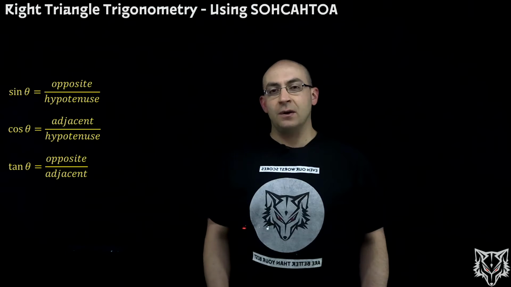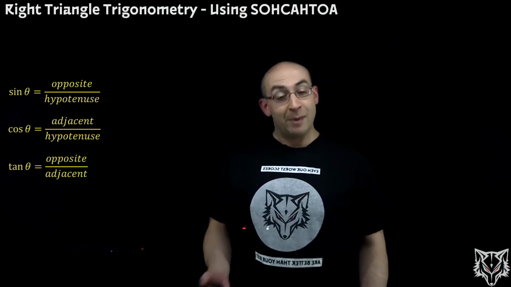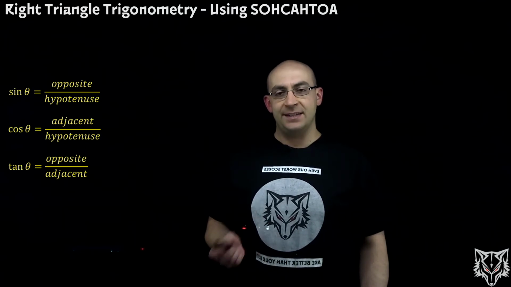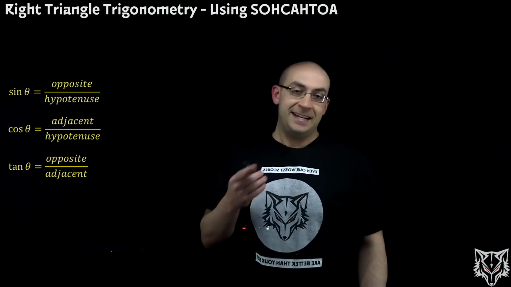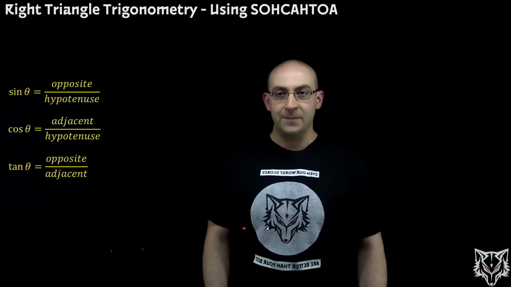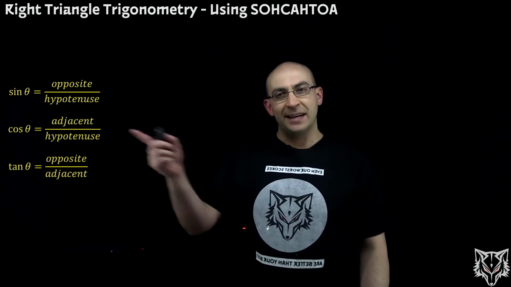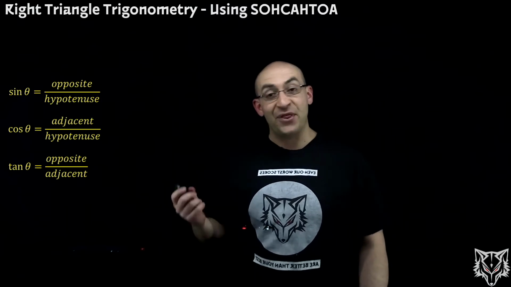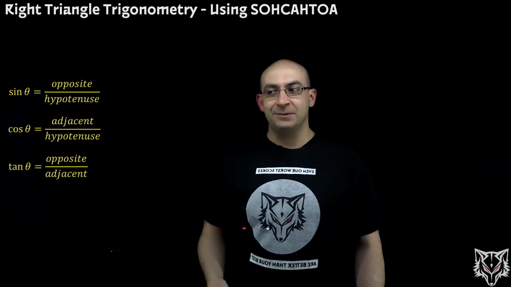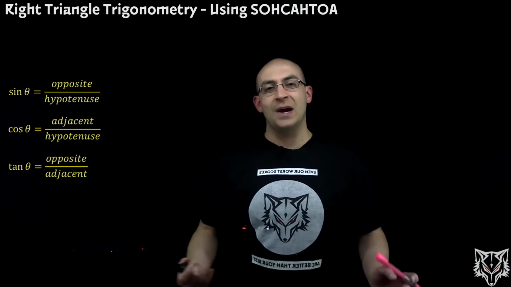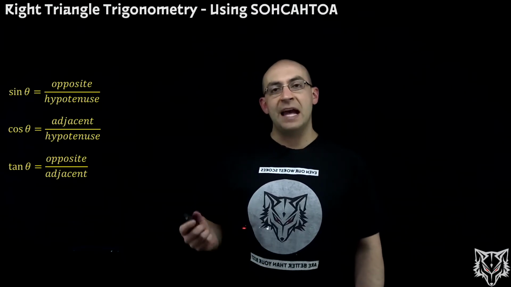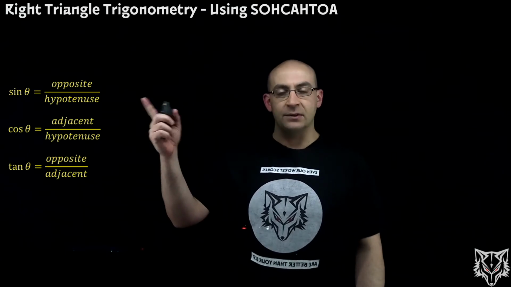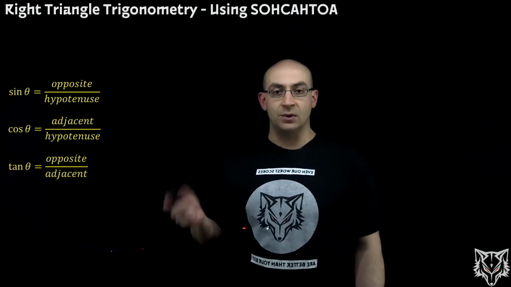SOHCAHTOA is an awesome acronym to help us remember the trigonometric ratios: sine, cosine, and tangent, which are the S, C, and T of the acronym. Sine of theta, that little circle-looking thing with a straight line in the middle, is called theta, the Greek letter. It stands for X. It's just our new way of representing angle measurements. The ratio for sine is the opposite side of the triangle divided by the hypotenuse, or opposite over hypotenuse.